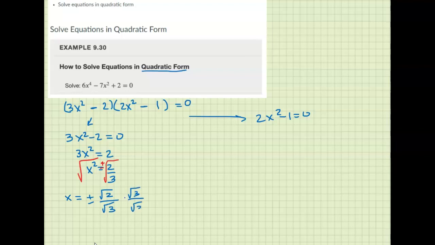Multiply by square root of 3 to rationalize. So x equals plus or minus square root of 6 over 3.